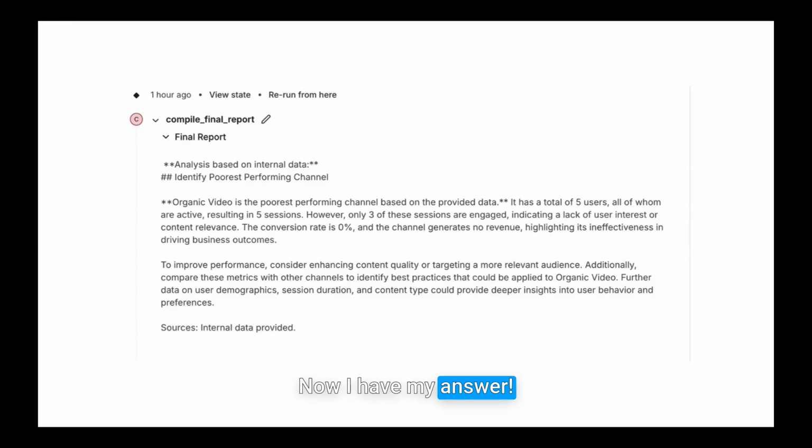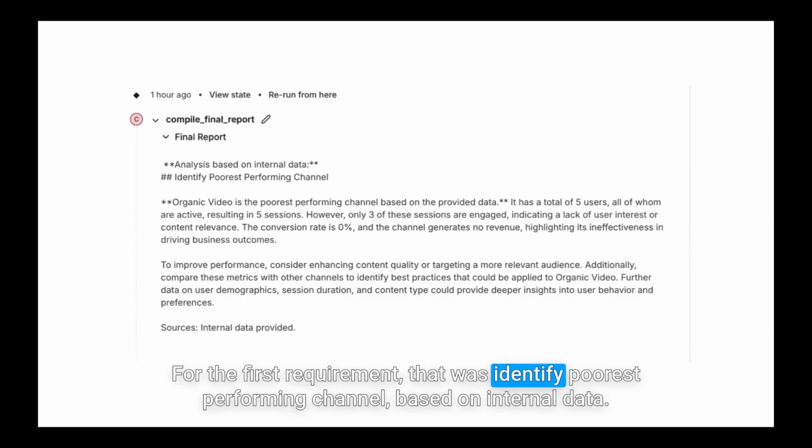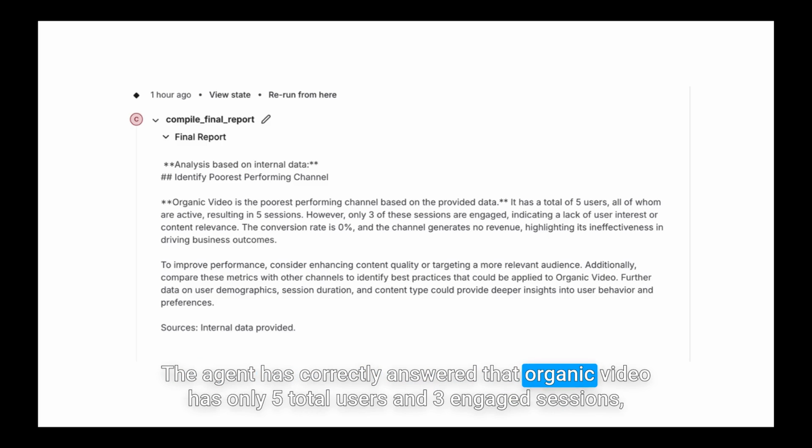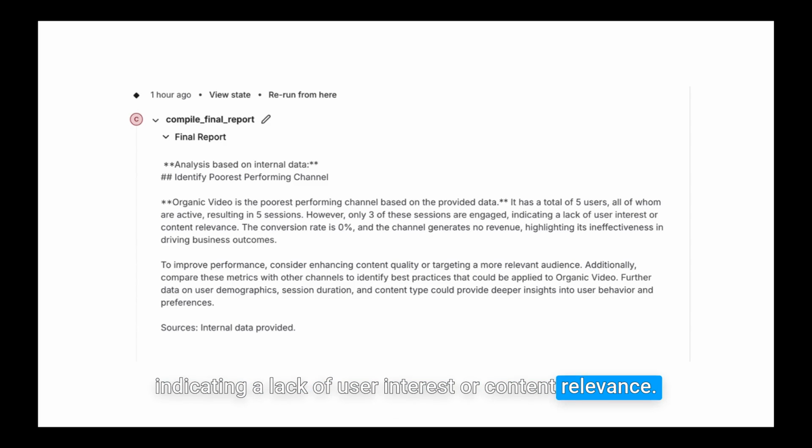Now I have my answer. For the first requirement, that was identify poorest performing channel based on internal data. The agent has correctly answered that organic video has only 5 total users and 3 engaged sessions, indicating a lack of user interest or content relevance.